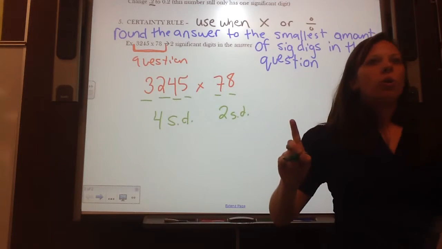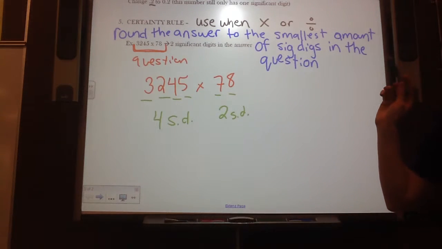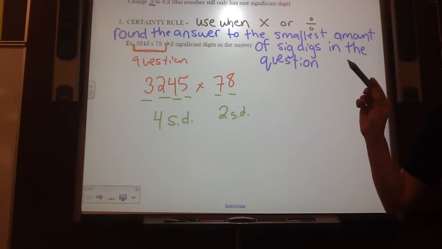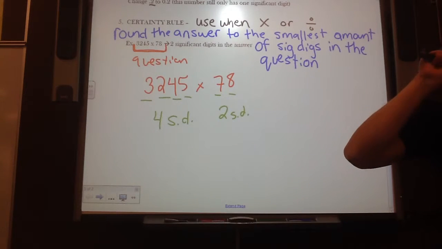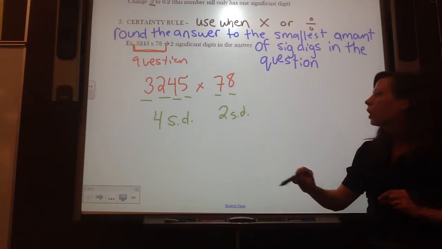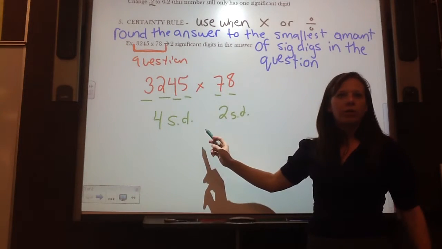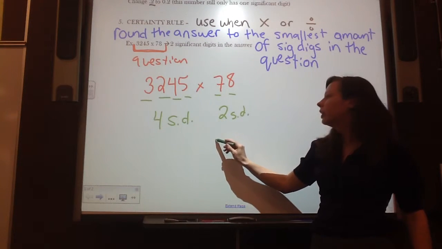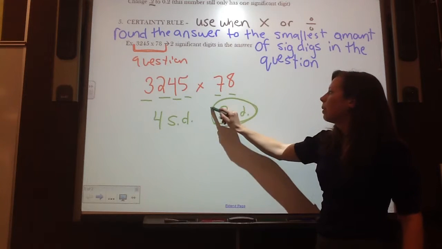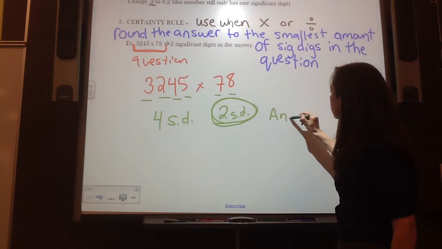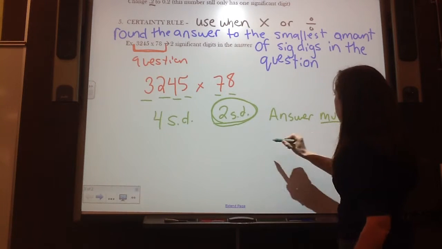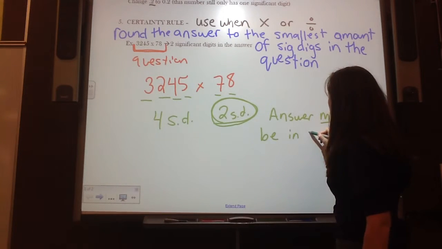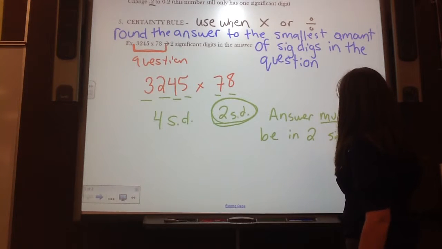Okay, so our rule says my answer needs to be to 2 Sig Digs then. Because what is the smallest number out of these two? Obviously, the number 2 is smaller than the number 4. So that means my answer must be in 2 Sig Digs.